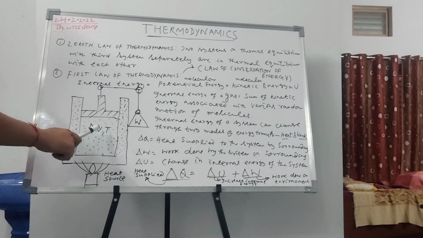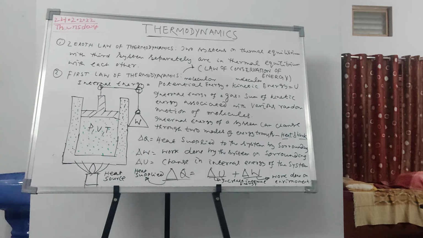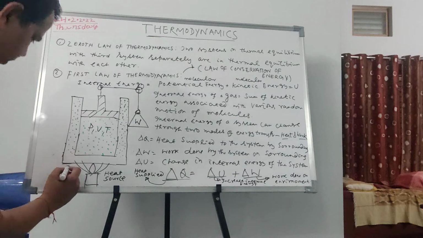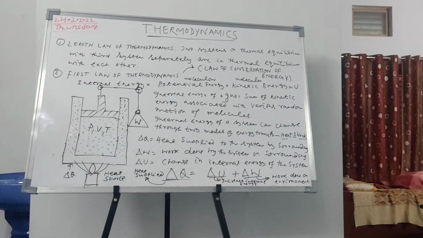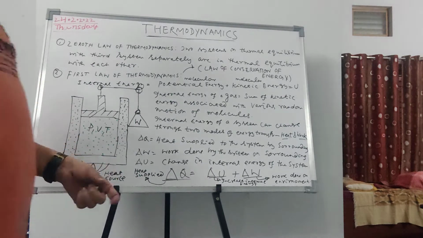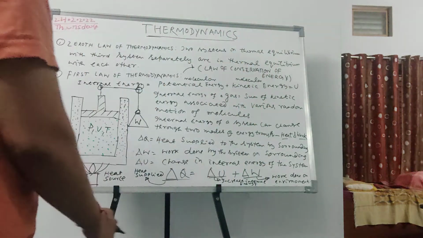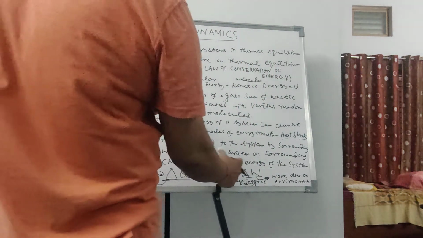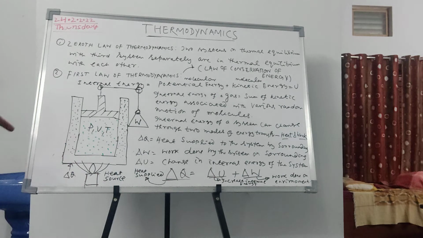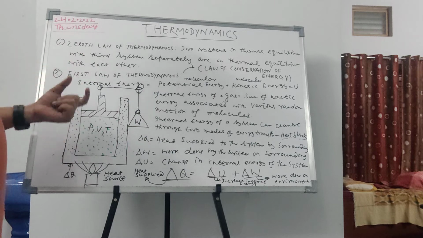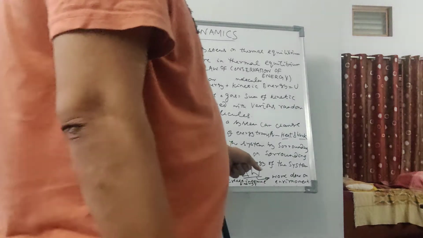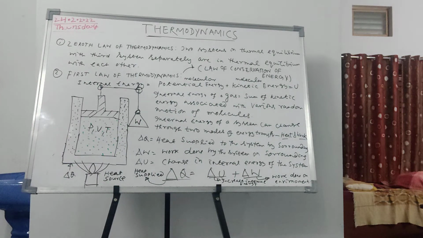So the system has P, V, and T. If you are supplying some external heat, which is nothing but your del Q, this del Q can do two things. The external heat can either increase the internal energy of the system, which is nothing but the kinetic energy of these molecules, or it can do some work also. So it can do two things.